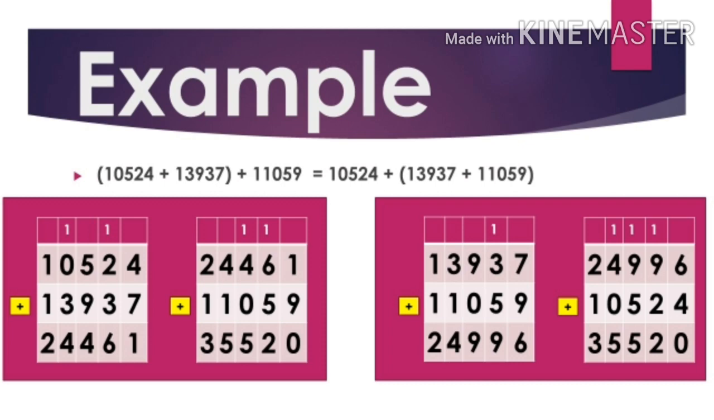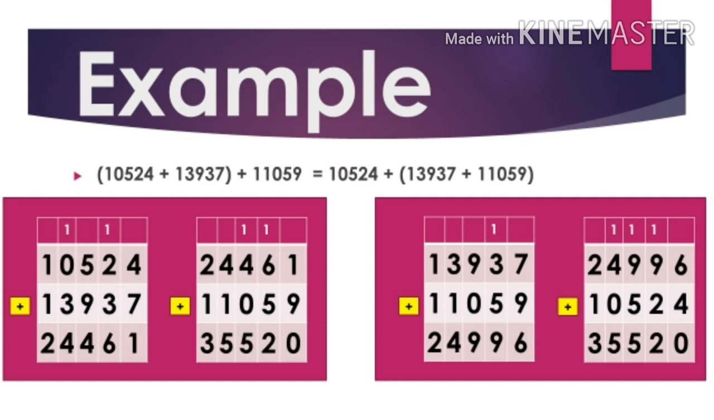See the first situation. In this situation, I have added 10,524 and 13,937. The sum is 24,461. Now I have added 11,059 with 24,461 and the sum is 36,520.